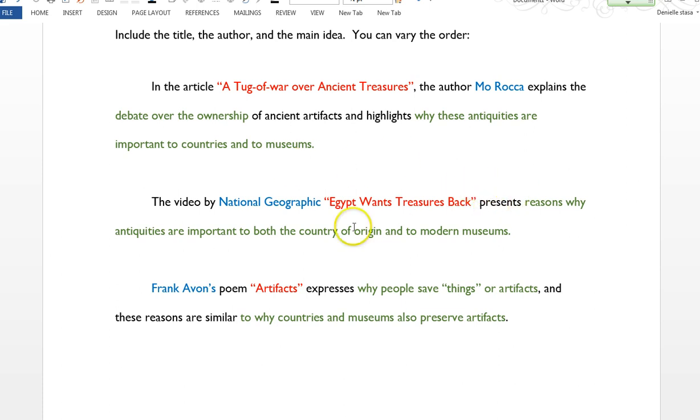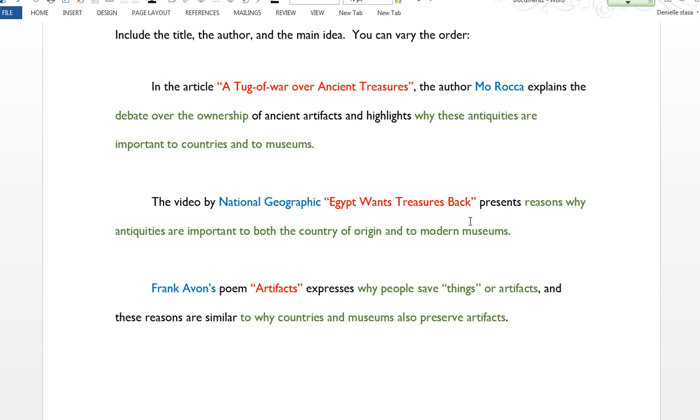Subject, verb, complete sentence. My last example, Frank Avon's poem Artifacts expresses why people save things or artifacts, and these reasons are similar to why countries and museums also preserve artifacts. So in this case, author first again, and then the poem title, what the poem was about, and how it relates to the topic. So these are 3 examples. You can't use them word for word, but you can definitely use them to help you write that topic sentence.